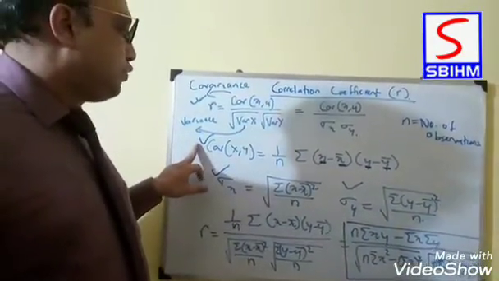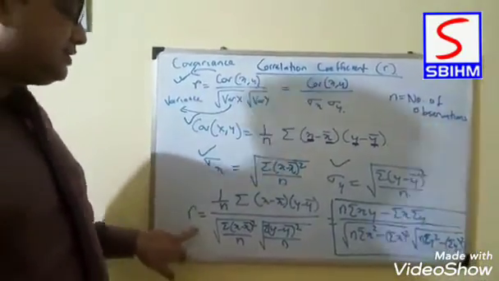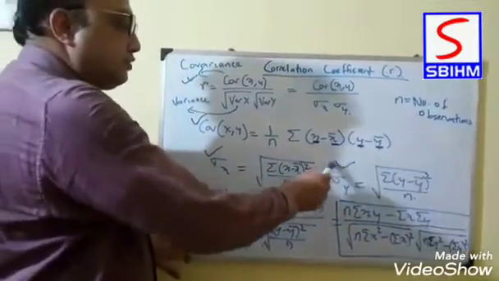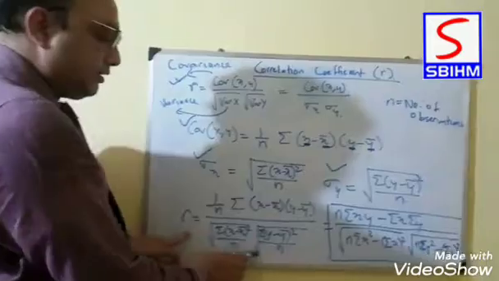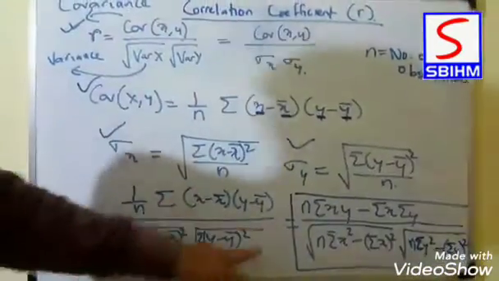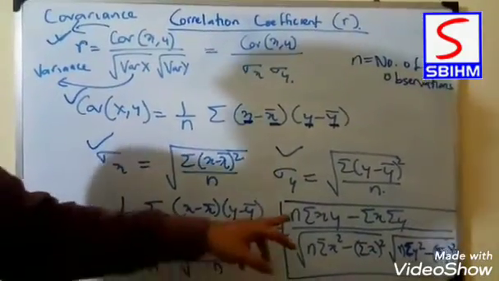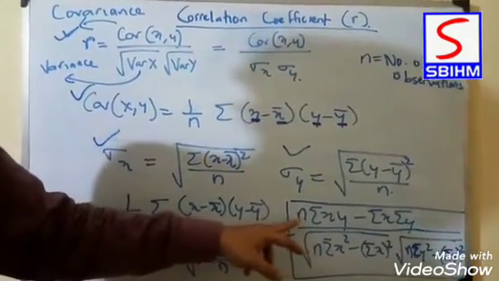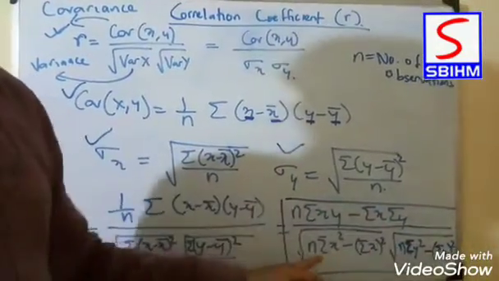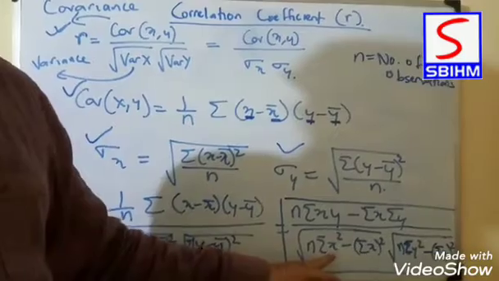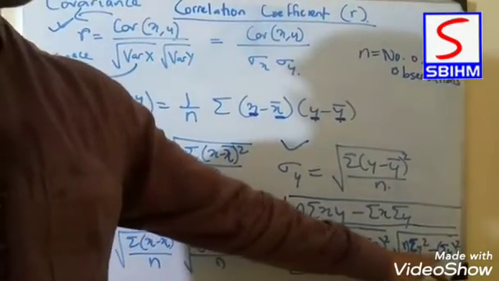When we put the values of covariance, standard deviation of x and standard deviation of y in this formula, we get this as the formula. And after simplification of this formula, what we get is that r is equal to n into sigma xy minus sigma x sigma y, divided by root of n into sigma x square minus sigma x whole square, into root of n into sigma y square minus sigma y whole square.